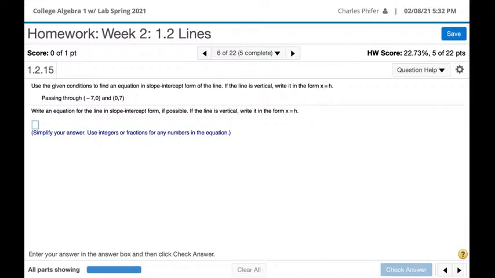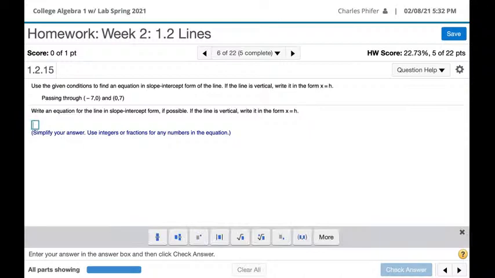We said x plus 7, y equals, slope-intercept form, y equals x plus 7. Okay, looks good, that was it.